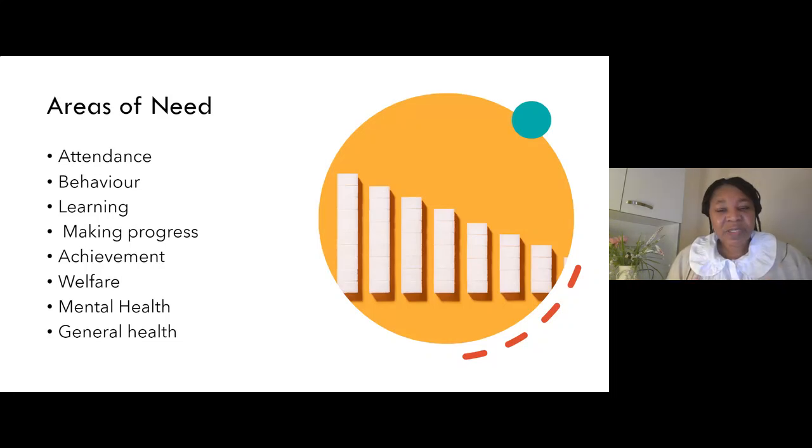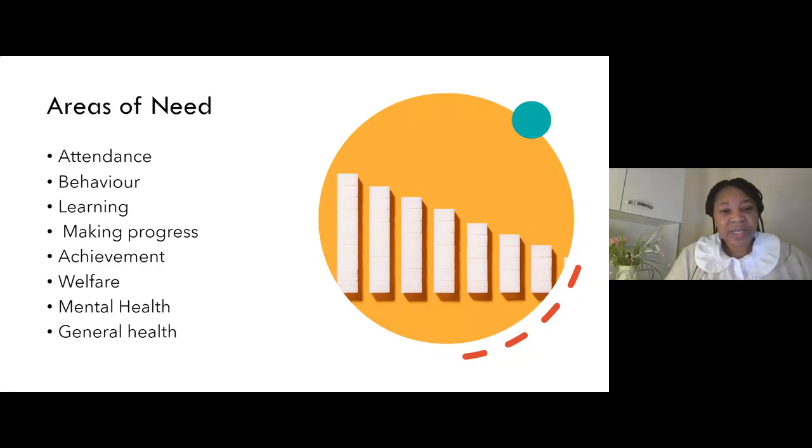There are possible areas. So if I was able to make a checklist, I could make a checklist to find out if the learner's need is in the area of attendance to lessons. Do they need to come to lessons more frequently? Maybe the child's skipping classes or the child's coming late. Behavior. Is it in behavior? Is it in learning? Is it in the area of making progress? Is it in achievement, welfare, mental health, or is it their general health?